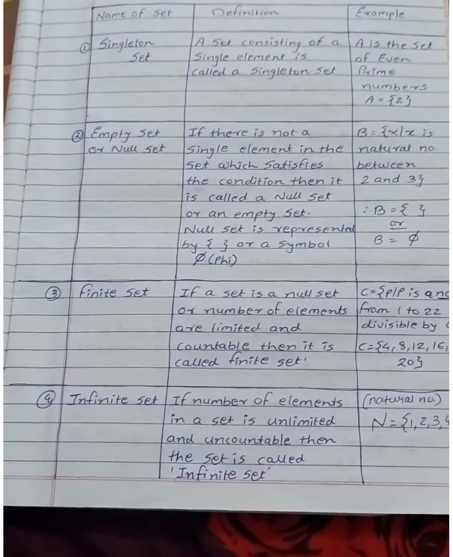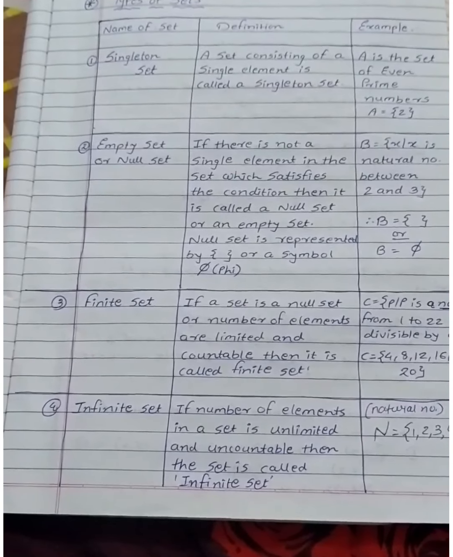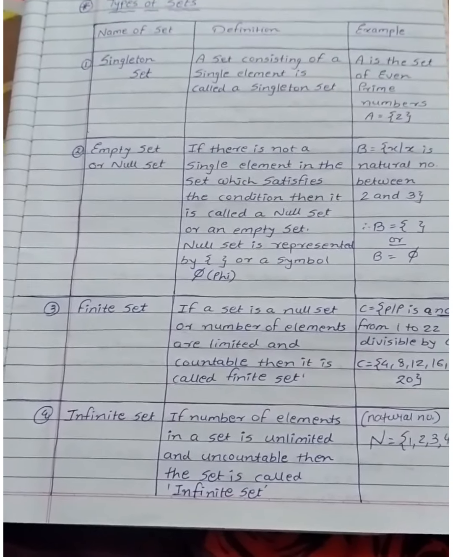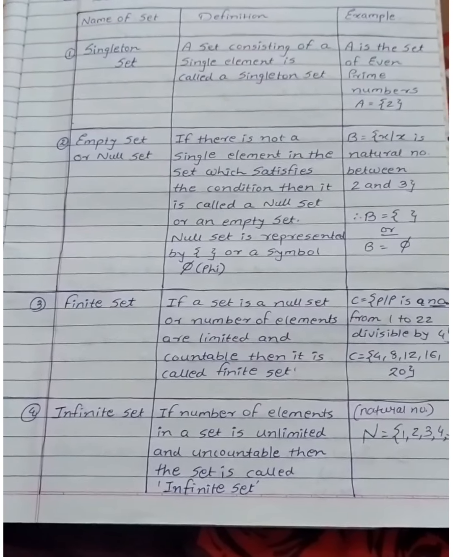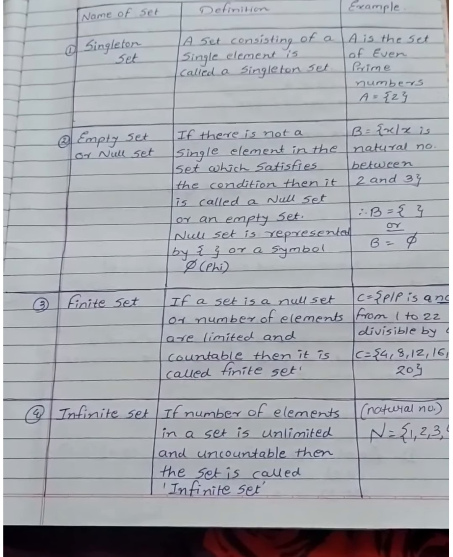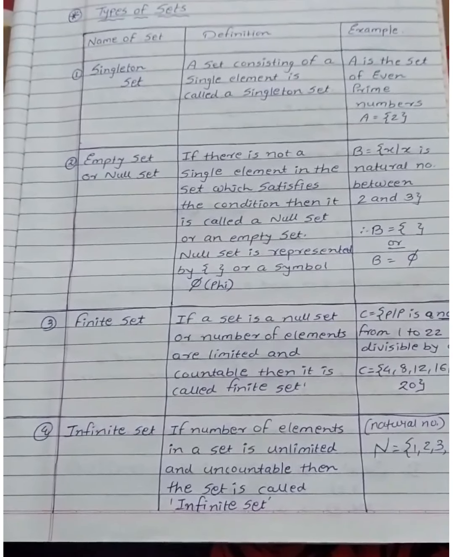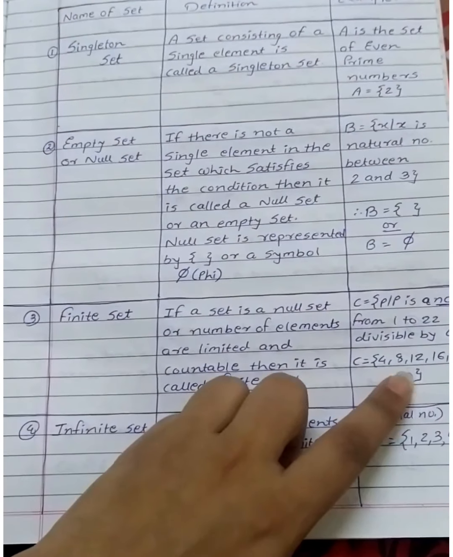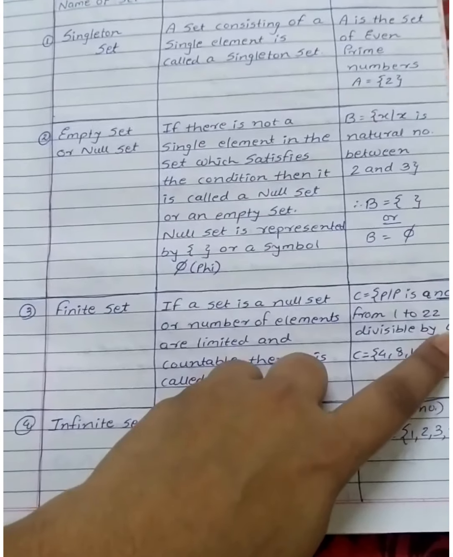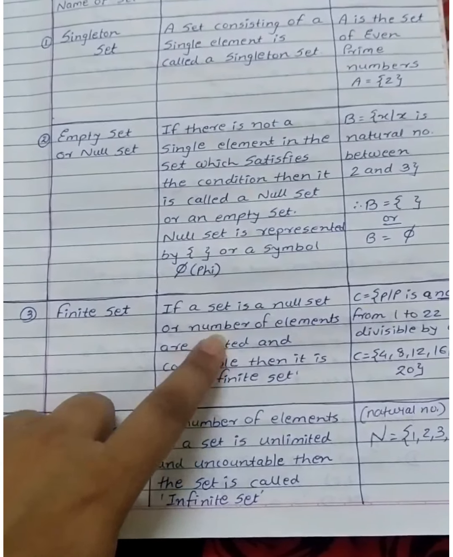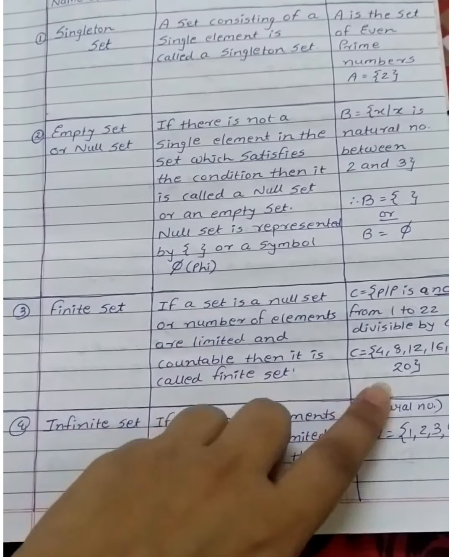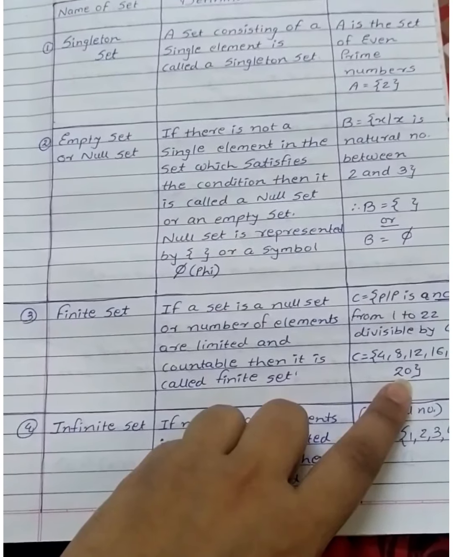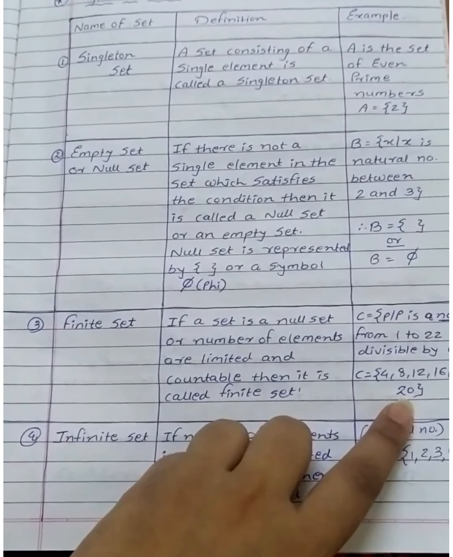See the example. C is the set of elements of P such that P is the numbers from 1 to 22 divisible by 4. From 1 to 22, the numbers 4, 8, 12, 16 and 20 are divisible by 4. The number of elements is limited and countable. We can count these numbers, and we know this many only we have to write. So it is called a finite set.